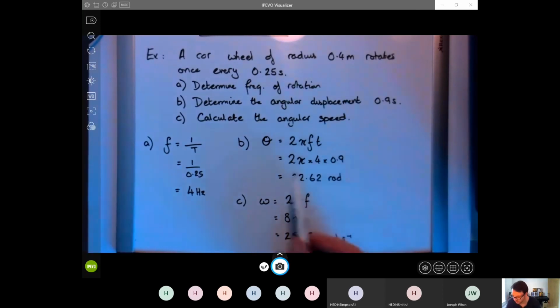So that's radians because that's how many radians it will move through in that time period. This is radians per second because this is how many radians it's doing in 1 second. This, because it's 1 second, should be greater than this because it's 0.9 seconds. And that agrees, 22.62 and 25.13. Okay, right, so that's the end of that question, and that's the end of this lesson.